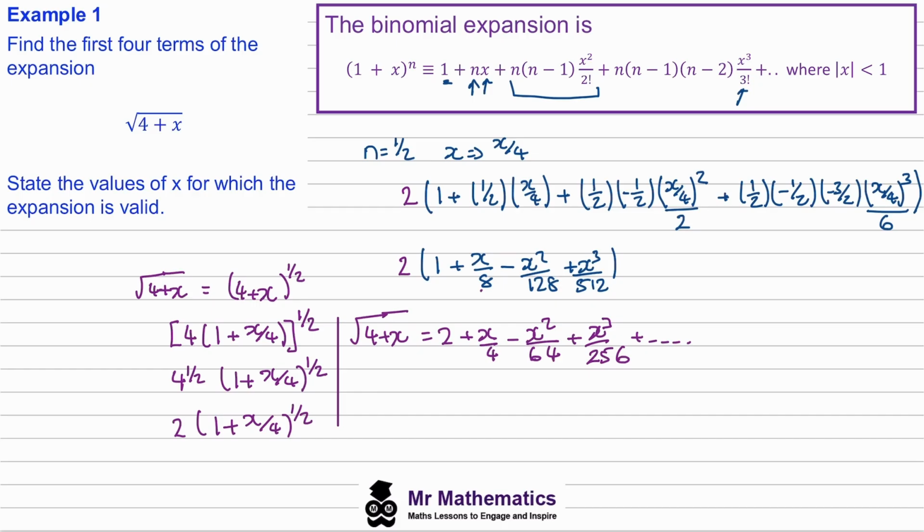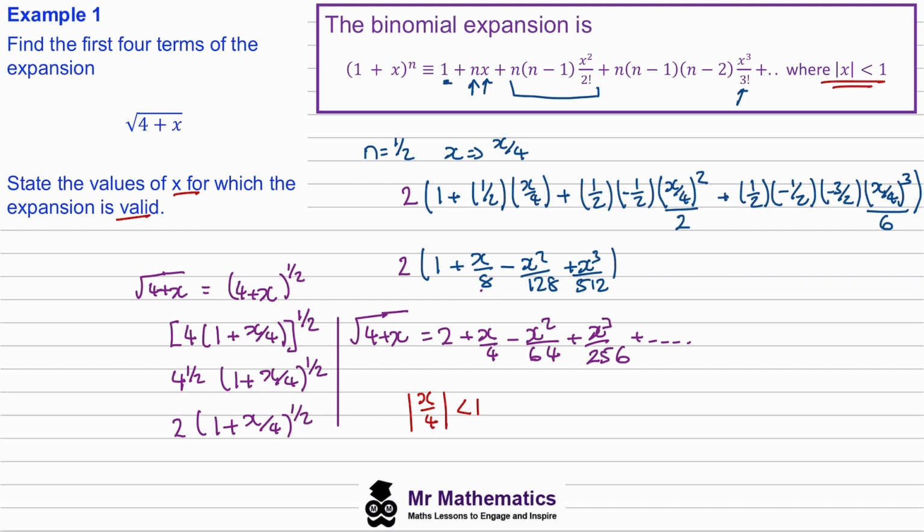For part B, state the values of x for which the expansion is valid. Well, we're told here that this is valid when the magnitude of x is less than 1, but our x term was x over 4. So it's this magnitude which has to be less than 1.